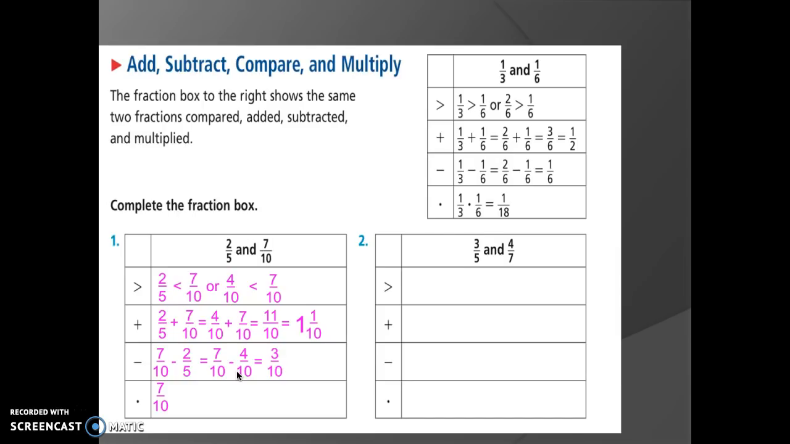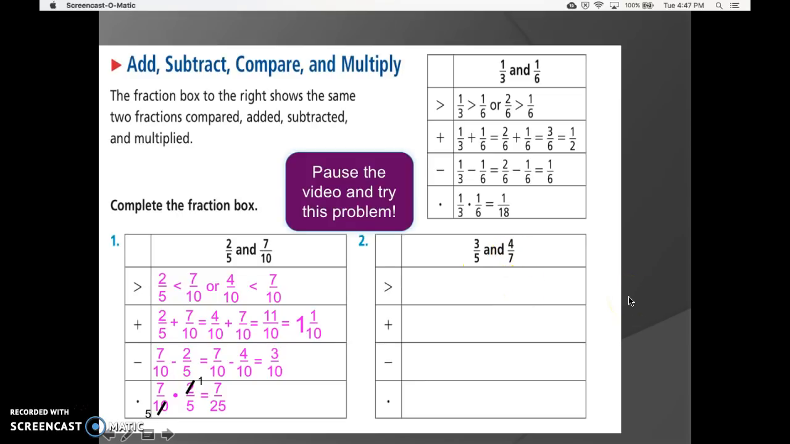Now I'm going to multiply them. 7/10 times 2/5. I'm going to see if I can do any simplifying, and I'm noticing that 2 and 10 both have 2 as a factor. So 2 divided by 2 is 1, 10 divided by 2 is 5, and now I can multiply the numerators, multiply the denominators, and I get 7/25. All right, you're going to stop the video now, and I would like you to do exactly what I did over here with these two fractions, 3/5 and 4/7. So pause the video and try this problem. When you're finished, restart the video.